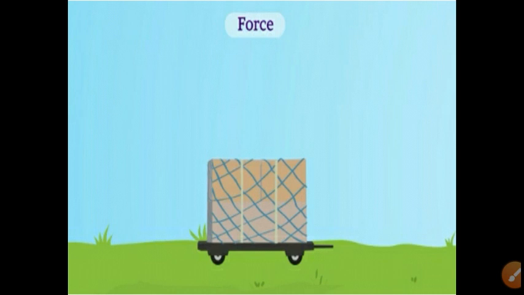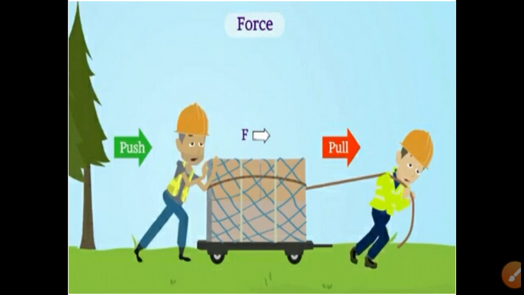Then, what is force? In the lower class, you have studied that force is push or pull. Force is a vector quantity. It has both magnitude and direction. Here one man is pulling the box in the forward direction. That is, he is applying a force in the forward direction. And the second man is pushing the box again in the forward direction. What will happen then? The box will start to move.